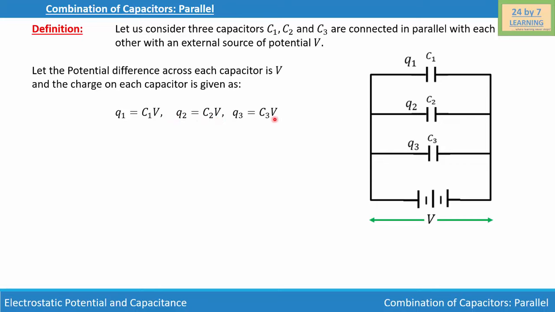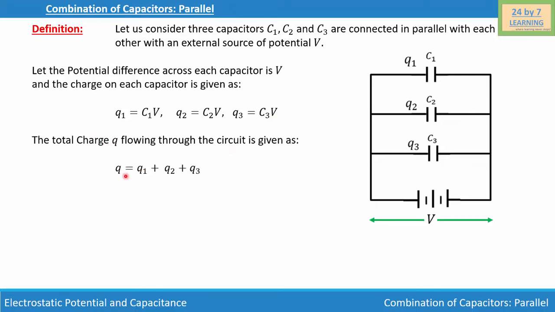to C3 times V. The total charge Q flowing through the circuit is given as Q is equal to Q1 plus Q2 plus Q3. Now let's substitute the value of Q1, Q2 and Q3 from here. And if we do that, we will write Q is equal to C1V plus C2V plus C3V. Let's take the common term, which is V. And if we do that, we will write Q is equal to C1 plus C2 plus C3 times V.